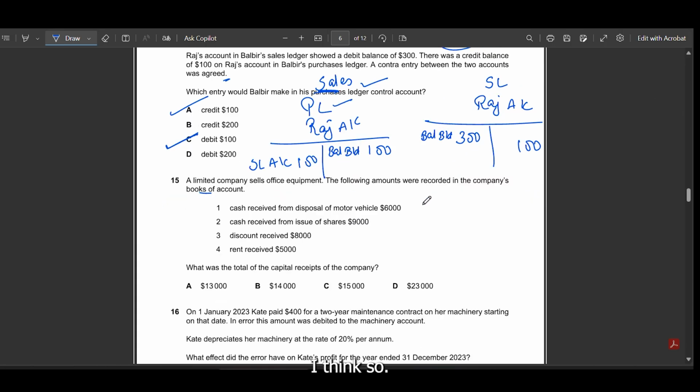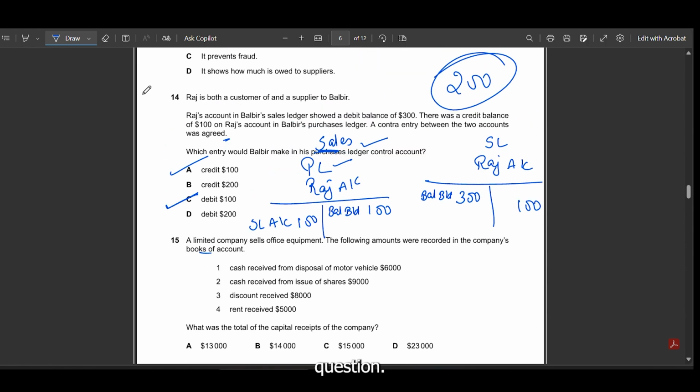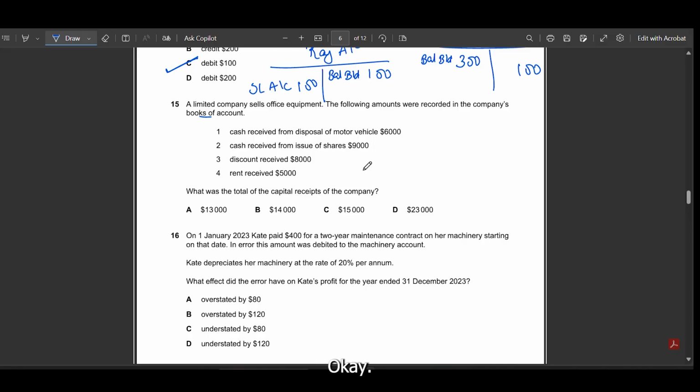Alright, so let's move ahead with the next question. In this case I'll rub off option A and I'll rub minus. Okay, so in this case the correct answer would be option C. Now let's move ahead with the next question, that is question number 15.